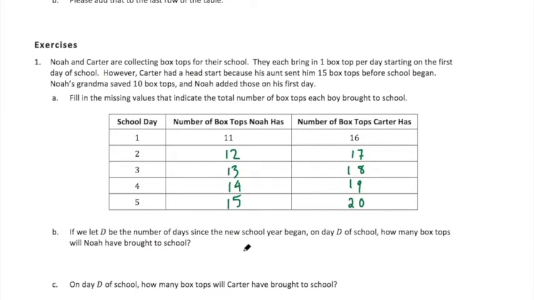But the more interesting pattern is, if the day is D, how many box tops does Noah have? If you look, we go from 1 to 11, 2 to 12, 3 to 13. What are we doing every time? We're adding 10 to the day to find out Noah's box tops. So D plus 10 for Noah.